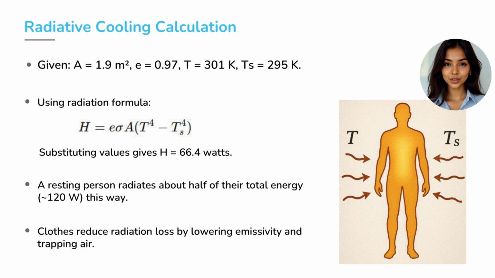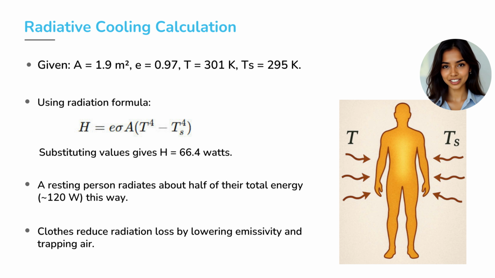Let's test these laws on something familiar, your own body. Yes, your body radiates energy all the time, even while you're sitting still. Let's take an example. Suppose your body's surface area is 1.9 square meters, emissivity is 0.97, body temperature is 301 Kelvin, and room temperature is 295 Kelvin. We'll use the radiation formula.